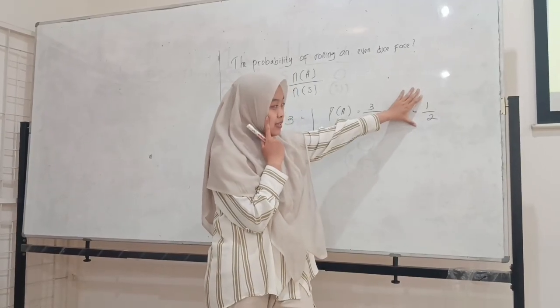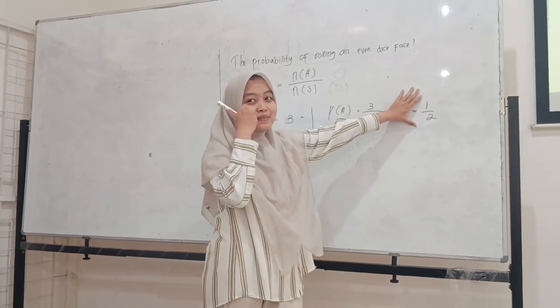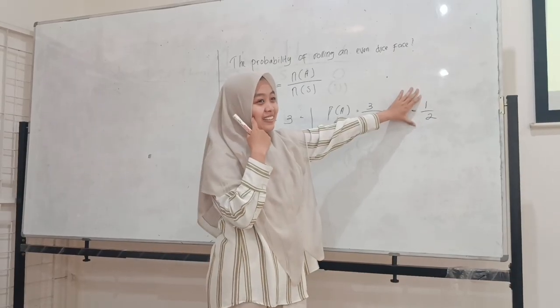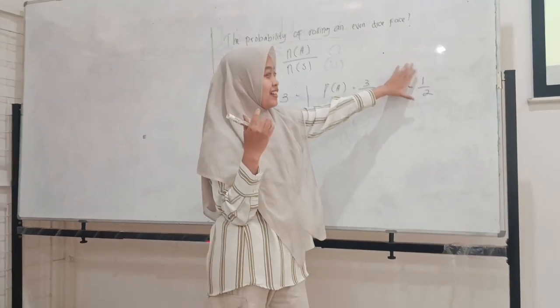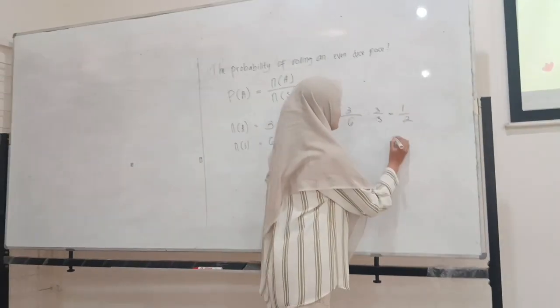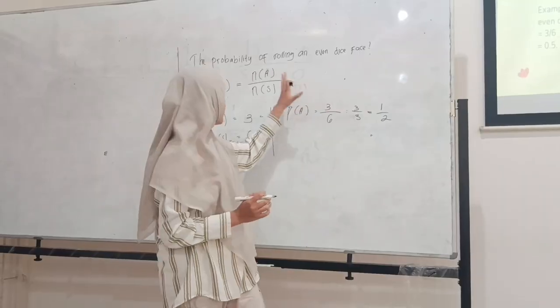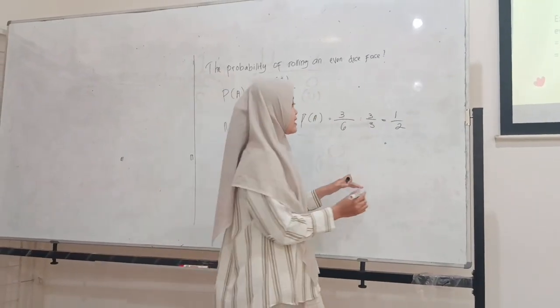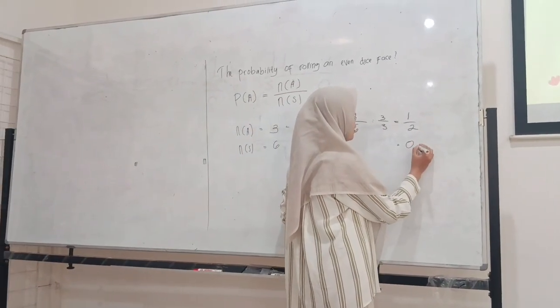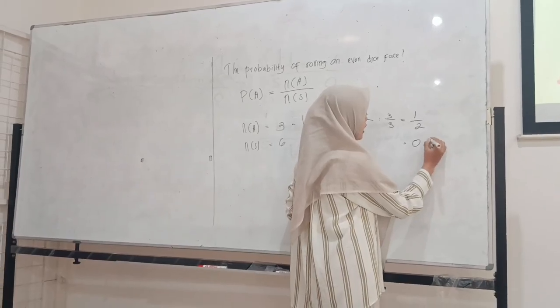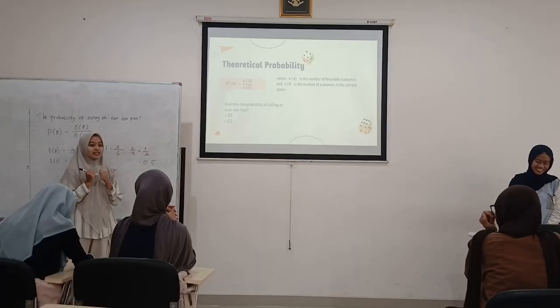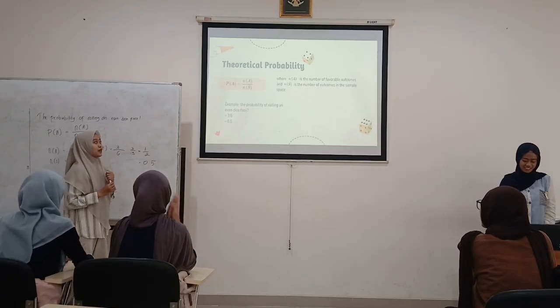We can write the probability in decimal as 0.5. Okay. Any questions, students? No. Okay, next.